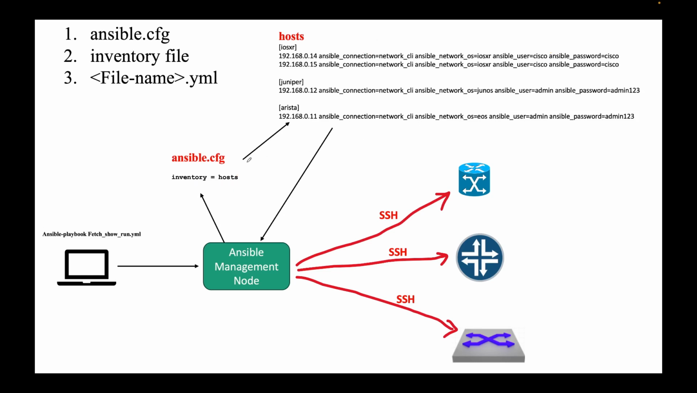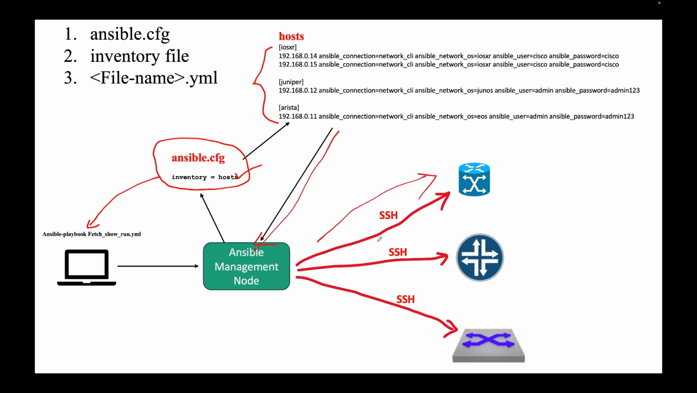So this is very simple. We just need three files. First, ansible.cfg, where you have provided all the parameters which you require to run the Ansible playbook. Then you need to mention the file name where you have stored all the information related to routers. And once Ansible gets that information, it tries to establish the SSH session with the routers.